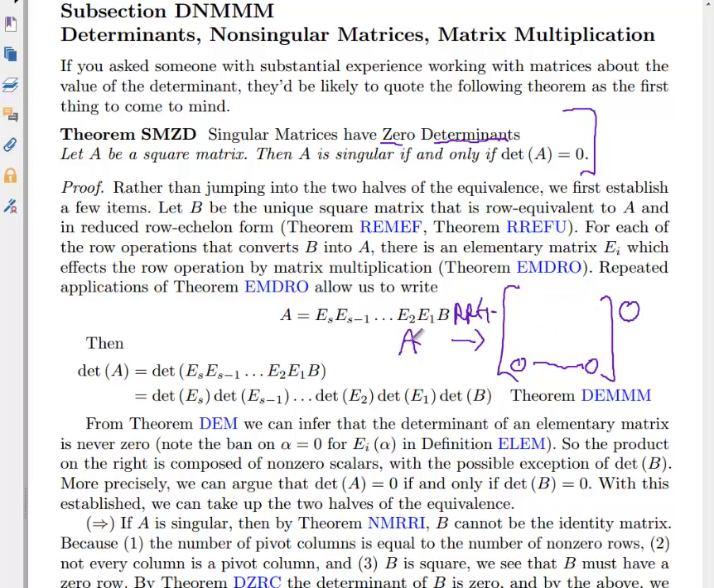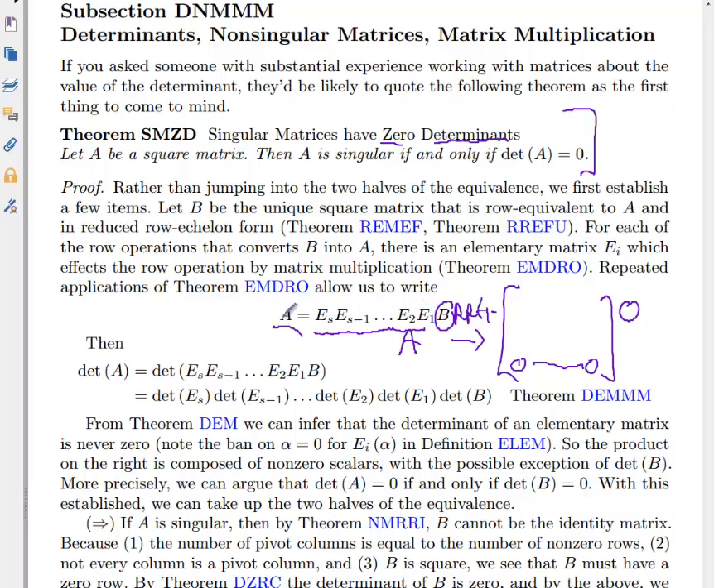On the other hand, if I can reduce A to this matrix by a series of row operations, that means I can write the matrix A as a product of elementary matrices times this matrix that has a 0 row. So that's the key issue here, that if A is singular, I can write it as a matrix with 0 rows multiplied in front by a series of elementary matrices. Okay?